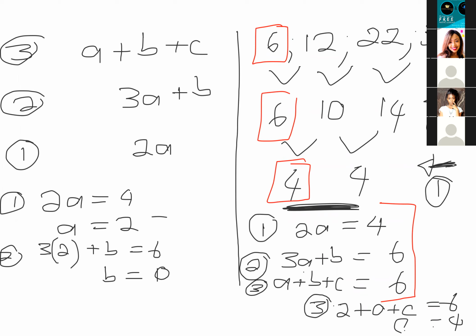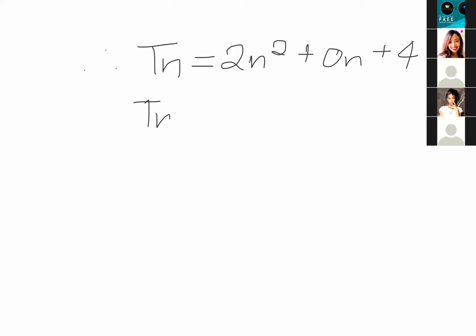And then what do I do? I just say Tn. Therefore, Tn is equal to, what was my A? 2. 2n squared plus my B was 0, so I don't have to write it because 0 multiplied by n is going to be 0. And my C, which was 4, 4, right? So my Tn is therefore 2n squared plus 4. You with me? Yes, ma'am. Okay, great. Now let's come here.